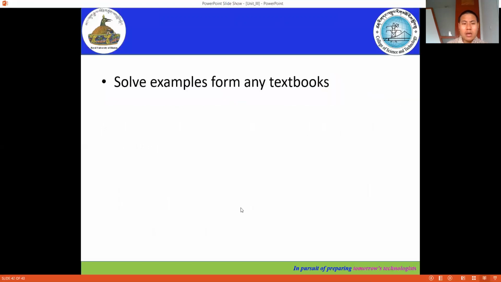About the examples, you can try solved examples from any textbook, or you can also try to solve the examples from the previous Thevenin's theorem that we have solved in the class.